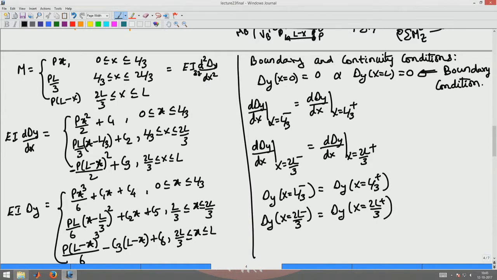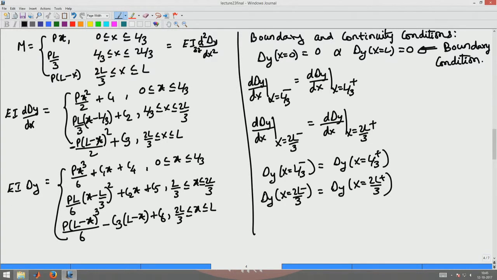Okay. Now, let us look at what restriction these conditions place. The first condition, delta y at x equal to 0, tells me that from this equation I get C4 to be equal to 0. Similarly, delta y at x equal to L equal to 0 will imply that C6 is equal to 0 from this equation. At x equal to L, these two terms go off, so C6 becomes 0. Now, these are the constants found from the boundary conditions.